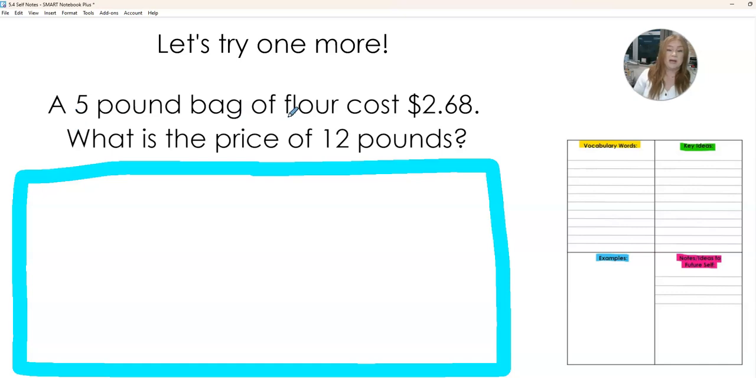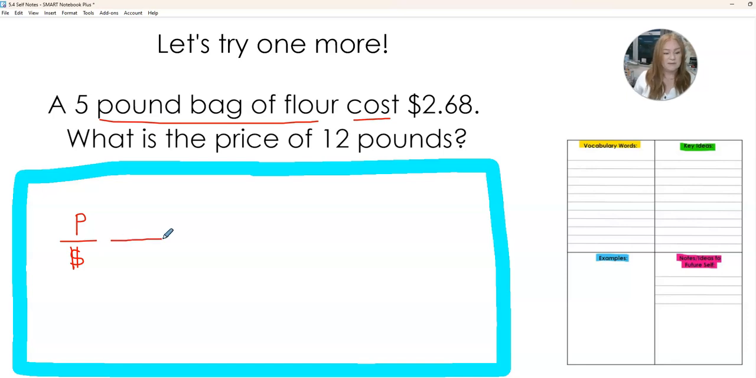So we have a 5-pound bag of flour costs $2.68. What is the price of 12 pounds? So we have that proportional reasoning because it gave us 3 and it wants to know that 4th one. So we have pound bags of flour and how much they cost. So I'm going to put P for pounds and a $ sign for money. Those are my 2 labels, right? I could put F for flour, P for pound, B for bag. I could put C for cost. I could put dollars. I could put money. The label itself isn't important, but you have to have the label.